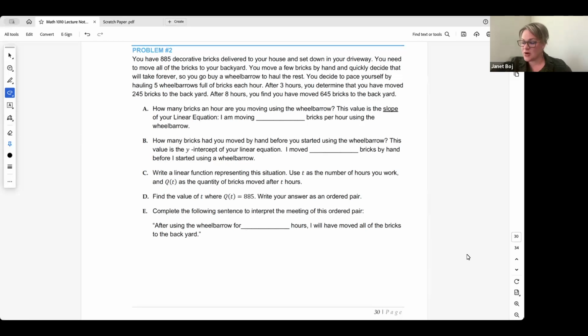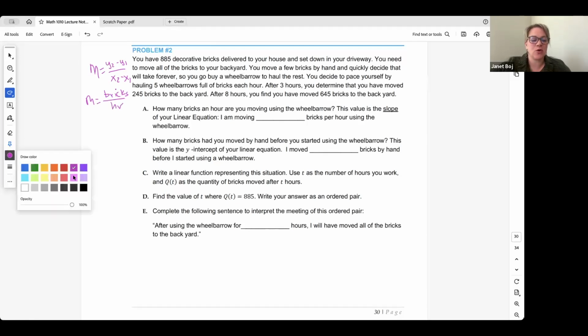Remember, when discussing the slope, we need to find the change in y over change in x. So remember, this is y2 minus y1 over x2 minus x1. Do you have two ordered pairs? All right. So it tells us right here, after 3 hours, you have moved 245 bricks. Can you figure out your units? So that slope is going to be the number of bricks moved per hour. This is the y value. This is the x value. All right. Bricks per hour.